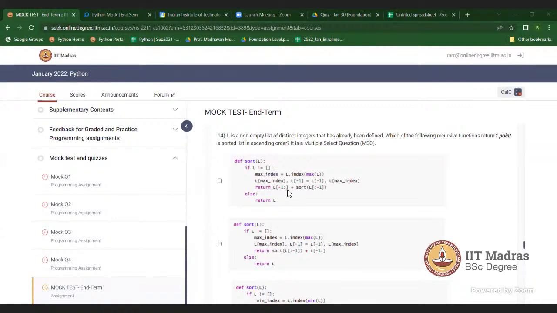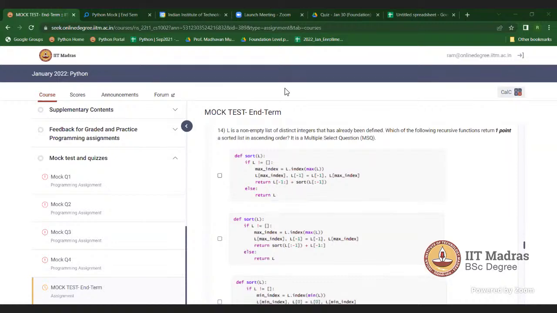It should have been sort of L of minus 1 plus L of minus 1, but we are having this L of minus 1 at the start. So, sir, I think it will throw an error. Yes, it throws an error, because minus 1 is always the last element, and we can't slice after the last element.